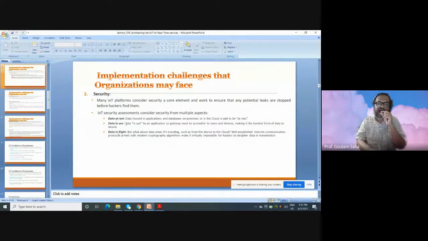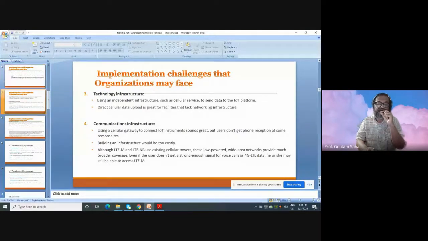Data at rest, data in use, data in flight. These are the main three categories of data. Here the bandwidth, I mean the speed of the data, also varies. Many IT platforms, and platform independence is also there. Many of the IT platforms consider security a core element of the work and ensure that any potential leaks are stopped before the hackers find them. So security is a big issue, and we have solved the security. I will show you how we have done it.